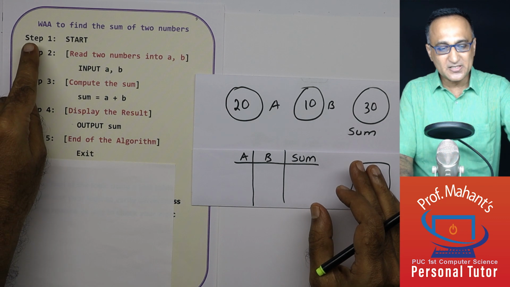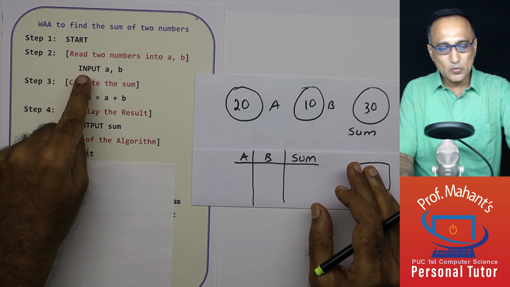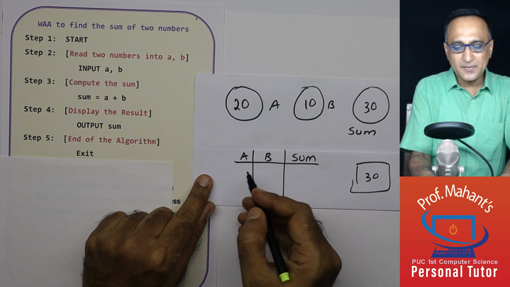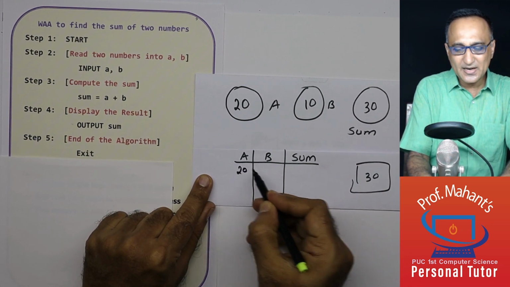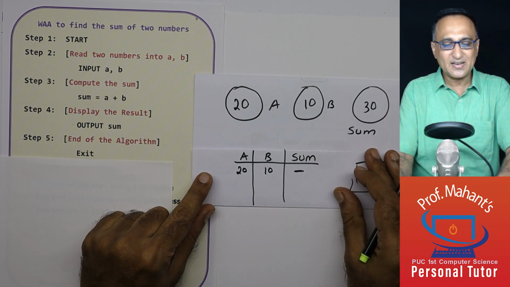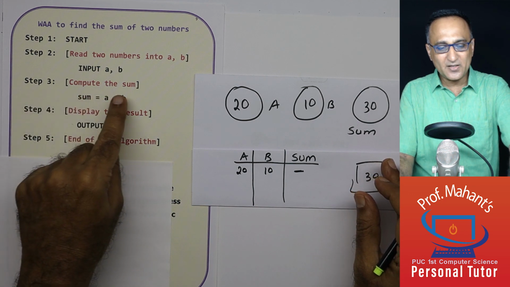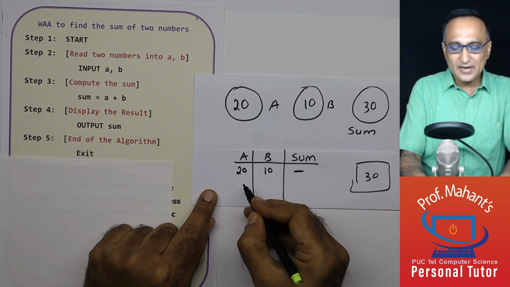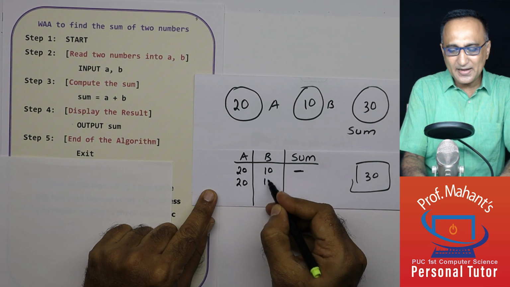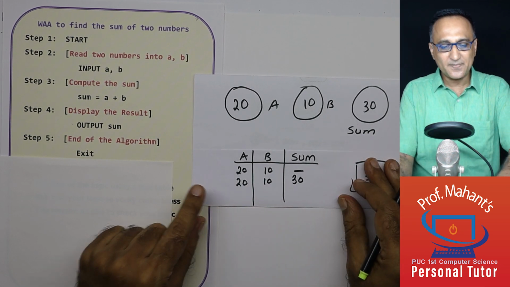So you have to go step by step. Step 1, start, nothing is happening. Step 2, input values into A and B. So here, let us say I have entered 20 and 10. The value in sum right now is, I do not know, I don't care. Step number 3, find the value of sum. A and B still remain 20 and 10, but sum now becomes 30. That is step number 3.